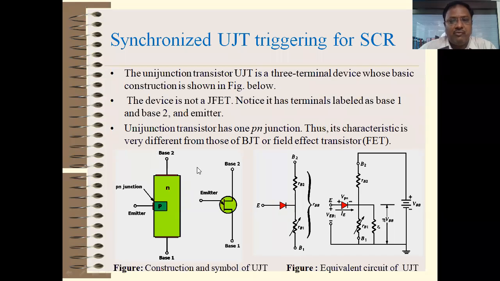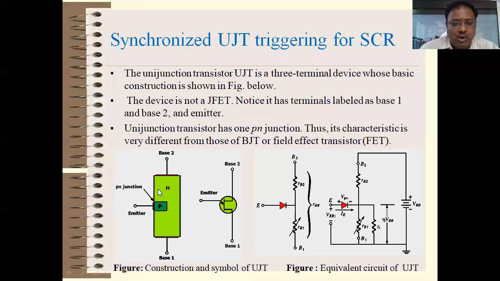This device looks like a JFET. It is very close in construction to the JFET. The only difference in the construction of JFET and UJT, see, JFET is also a unijunction transistor because there is only one junction, but it is not called unijunction transistor. It is a junction field effect transistor, which is a voltage control device. And this UJT is a current control device.